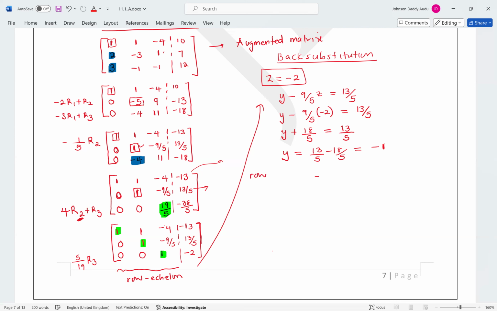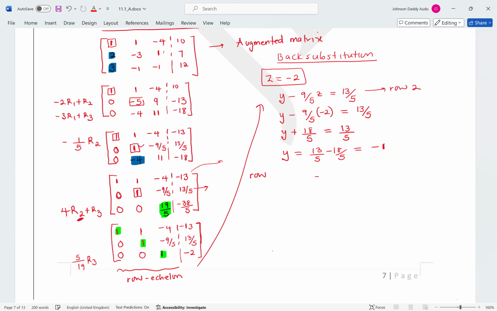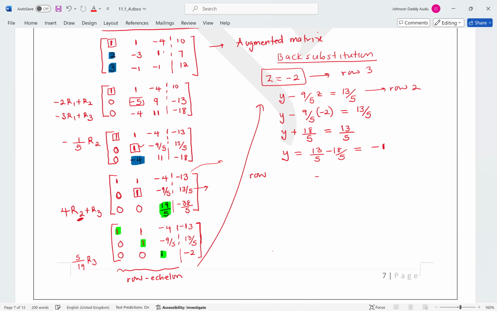And then we can go again from row 2. Where did I get this from? This is from row 2. This is from row 3. Then we can also get from row 1 that x plus y minus 4z equals minus 13. This is coming from row 1. So you see, it's called back substitution because we started from the last row and we are going back gradually. Now, where is this coming from? This 1 is the coefficient of x, this 1 is the coefficient of y, and this minus 4 is the coefficient of what? Z.